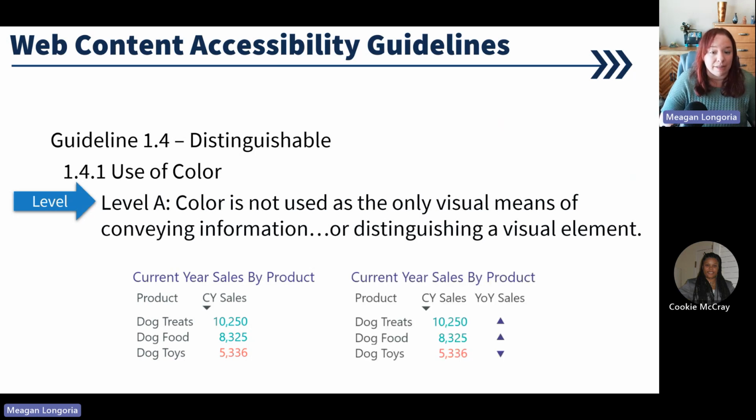So the way to meet this level A, or one way to meet it, is we could just add a separate column. So if we, again, have a table with current year sales by product, and we have our current year sales column, we can actually leave the color if we want to and just add another column that says year over year sales and whether it's up or down. And now we have met the success criteria.